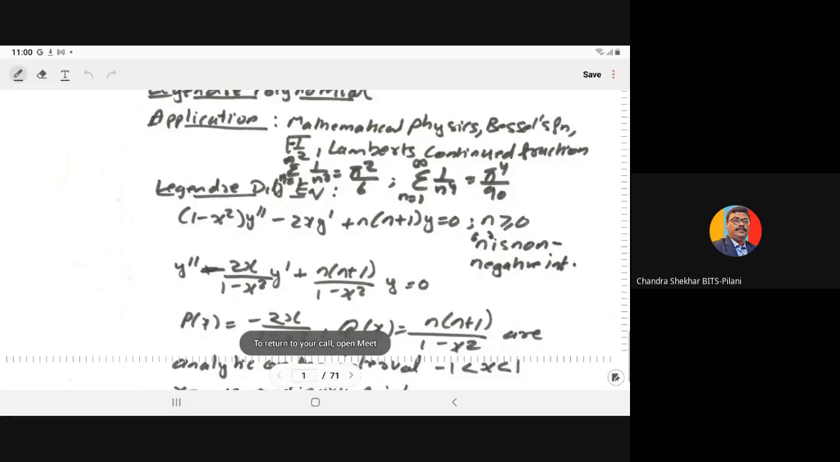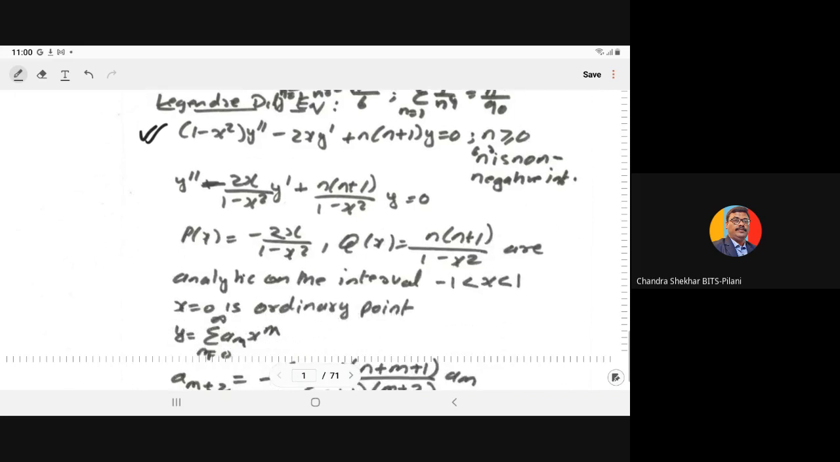So, good morning, students. Presently, we are doing Legendre equation or Legendre polynomial. You have seen that for the Legendre equation, Legendre polynomial is the solution. Up to now, what we have seen, we have the Legendre equation (1 minus x square) y double dash minus 2x y dash plus n(n plus 1) y is equal to 0, where n is greater than or equal to 0. So here n is non-negative.